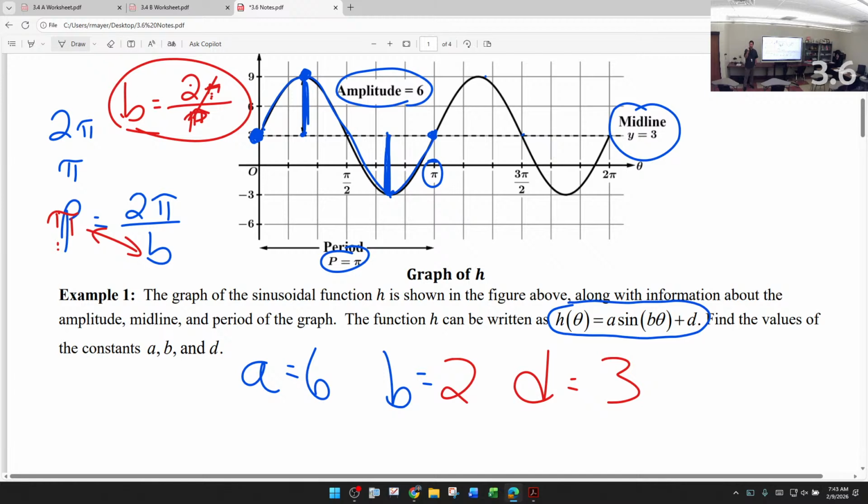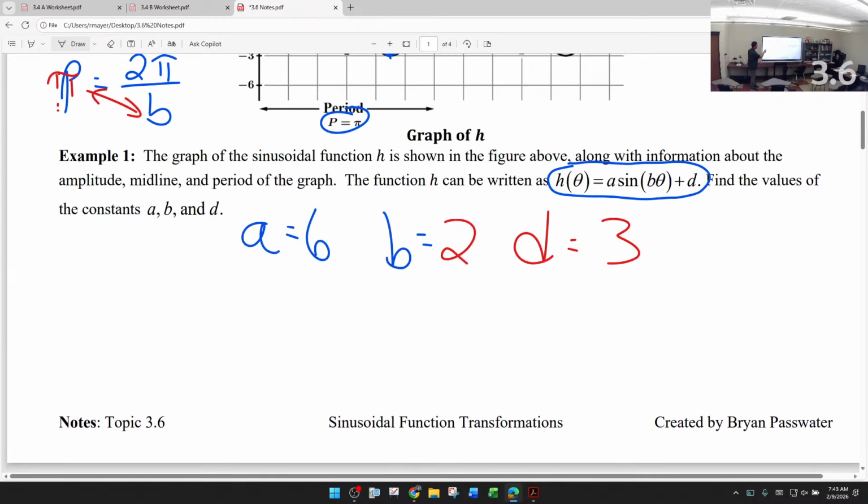If the graph's going correctly, if the graph starts at the midline and goes up, we're good. If the graph starts at the midline and starts going down, that's like the wrong way. If it starts high, you're okay. If it starts low, that's not where it normally starts. Let's see. I don't know if they'll do that or not yet.